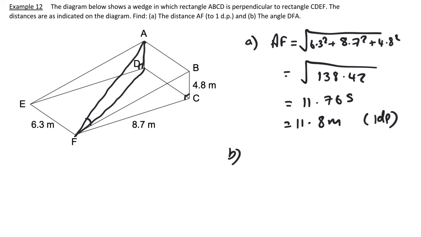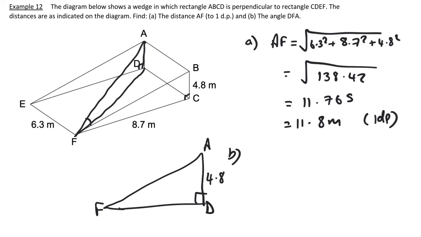Part B then, to find the angle DFA. So let's draw this right angle triangle out a bit clearer. F is at the bottom, D is at the corner, A is up above. We know the height of AD to be 4.8 and we've just worked out the diagonal to be 11.8. We're trying to find the angle at the bottom, so let's call it theta. So this is a trigonometry question where we need to identify the 3 sides. So the 11.8 is the hypotenuse. The one opposite the angle theta is the opposite, and beside the angle is the adjacent.